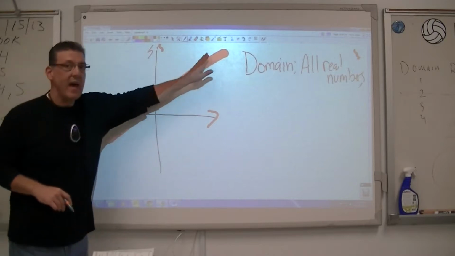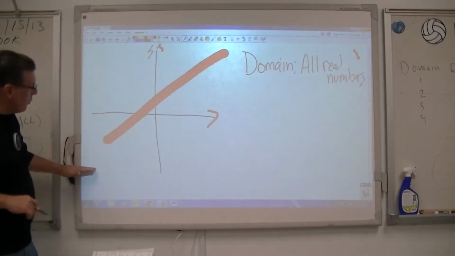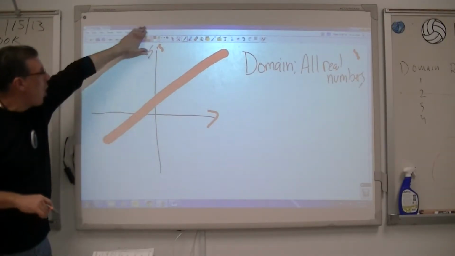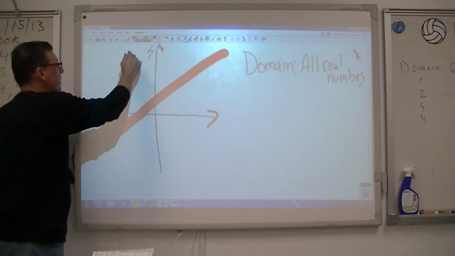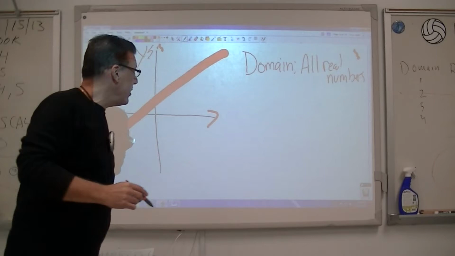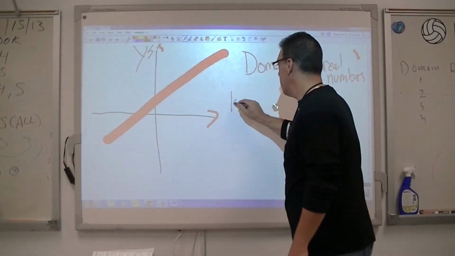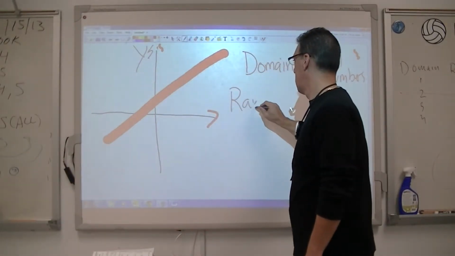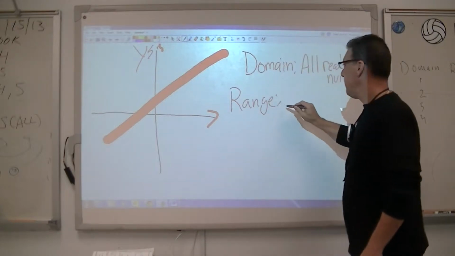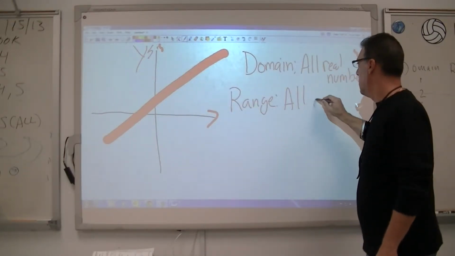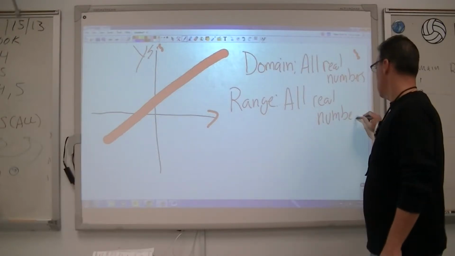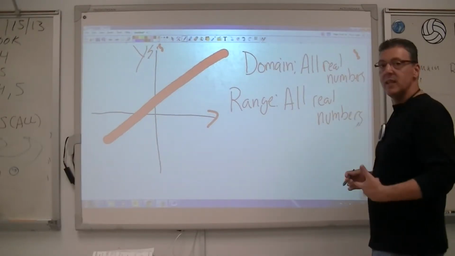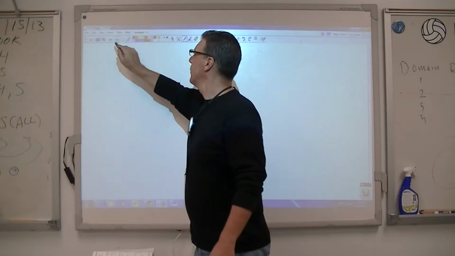Same thing goes for the range. If you were to extend that out into infinity and this into infinity, you would cover all of the values that are on the y-axis, and then your range would be, again, all real numbers. Now, that's not always the case. Let's look at another example quickly.